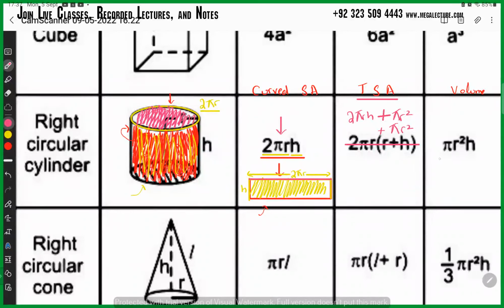And what about the volume of this cylinder? Now again, look at it logically. Let me erase all this. Okay, now volume.